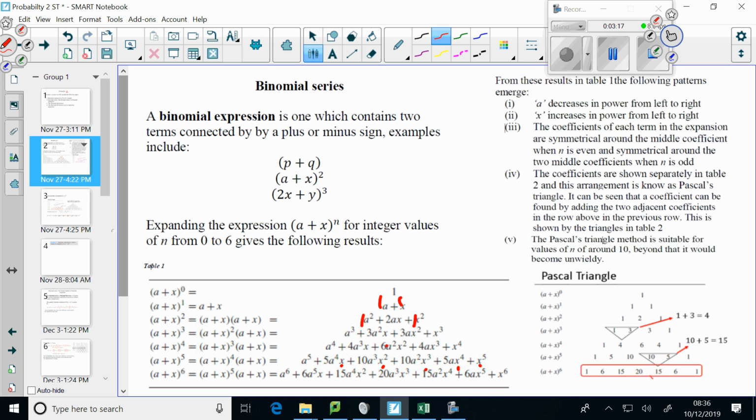It would be a feasible method to do that for expansions up to values of n of around 10. Beyond that, the triangle would get a bit big and unwieldy. Okay. So that's Pascal's triangle. It's a method of expanding expressions that look like those there, binomial expressions.